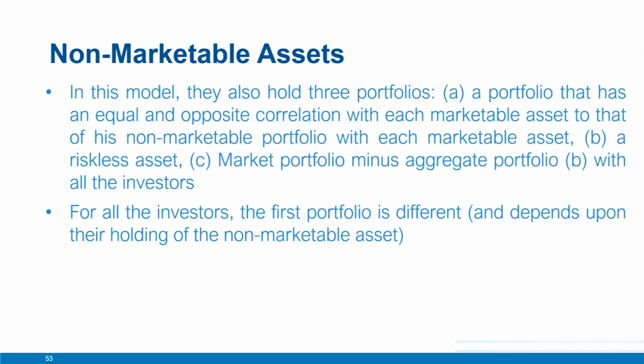The second is the risk-free asset, and third is the aggregate market portfolio: the market portfolio minus the aggregate of this unique mutual fund for all the investors, which is one big portfolio in the economy. So market minus this aggregate mutual fund is the third portfolio, which will remain same for all the investors.